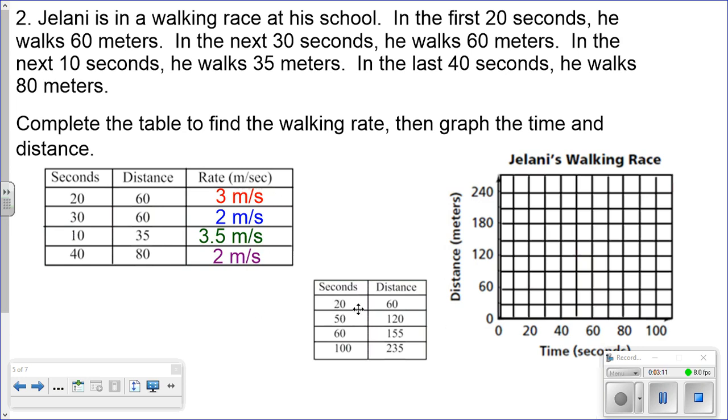So it says after 20 seconds he's walked 60. He walks another 30 seconds, so at 50 seconds he's walked 120. He walks another 10 seconds for 35 meters, and then he walks 40 seconds and he's up to 235. So if we graph those points, you can see that we're not going to get a perfectly straight line because he does not have a constant rate of change.